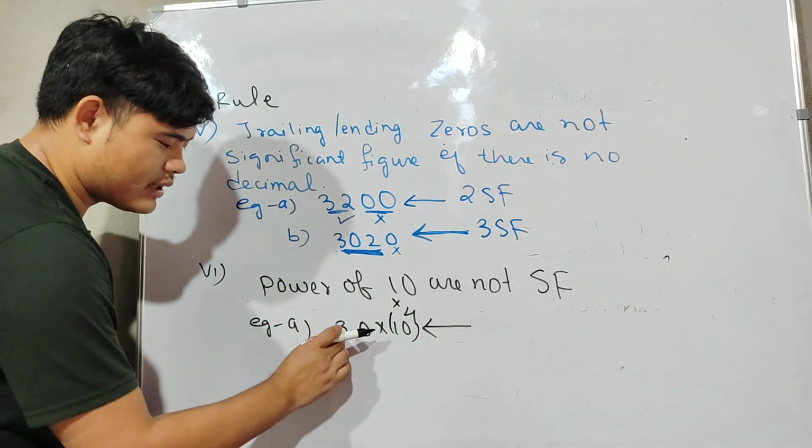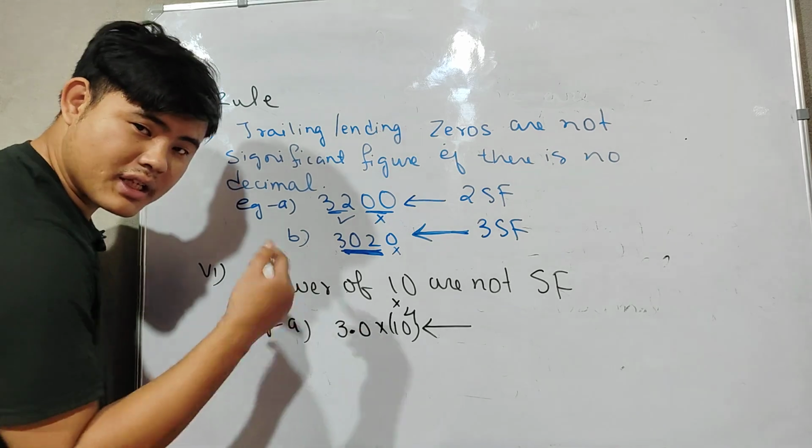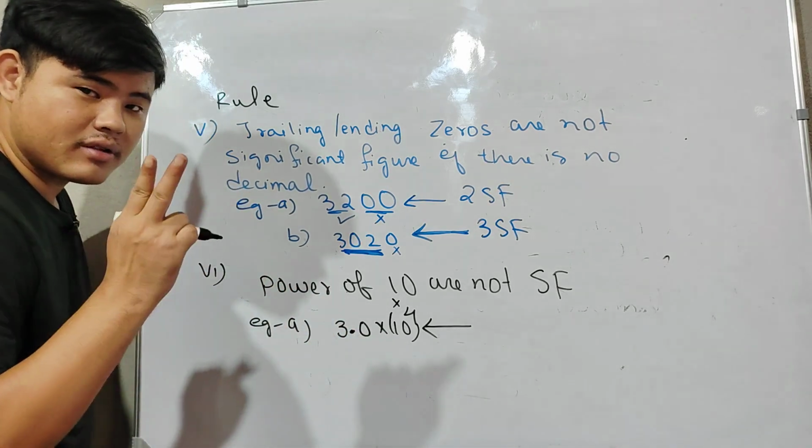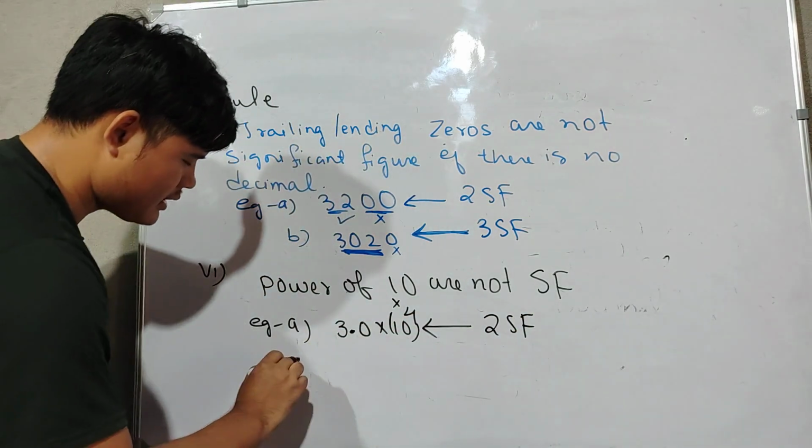So here this 3 is a significant figure and the decimal point is there. After the decimal, trailing zeros are significant figures. So here we have two significant figures. See, don't make the mistake. Two significant figures.